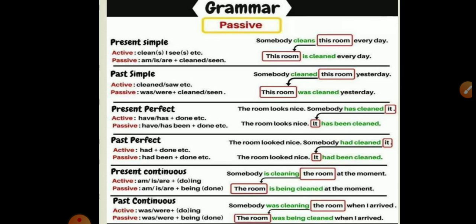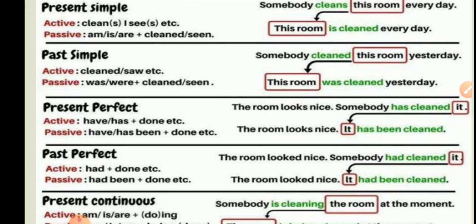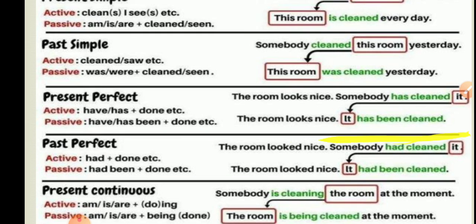Next is somebody cleaned this room yesterday. This room was cleaned yesterday. Past simple. So was and cleaned. The verb was and the main verb cleaned we have mentioned here. Next, present perfect, have, has, done. The room looks nice. Somebody has cleaned it. The room looks nice. It has been cleaned.